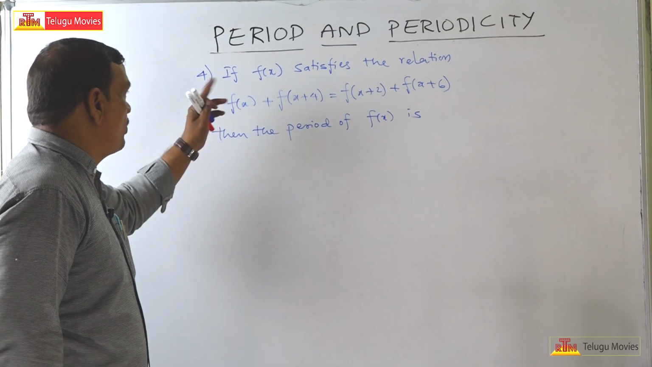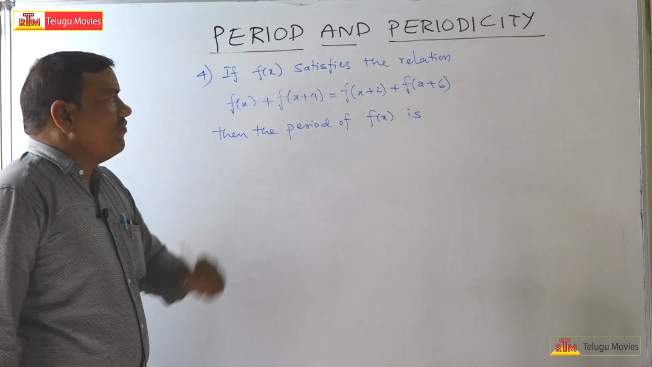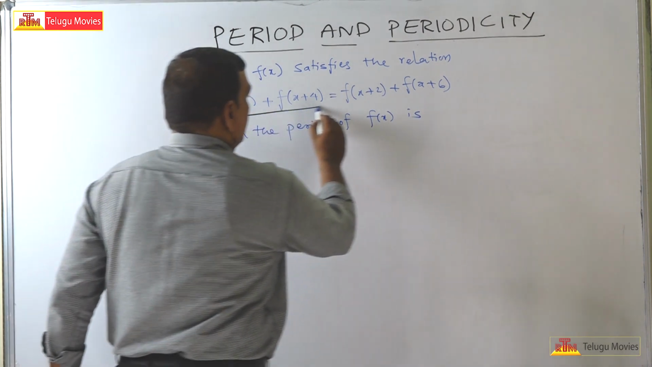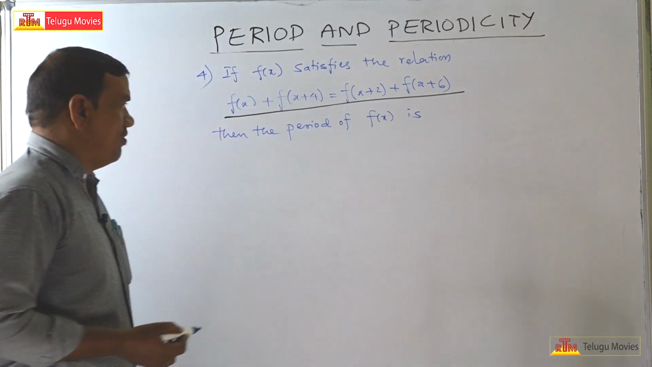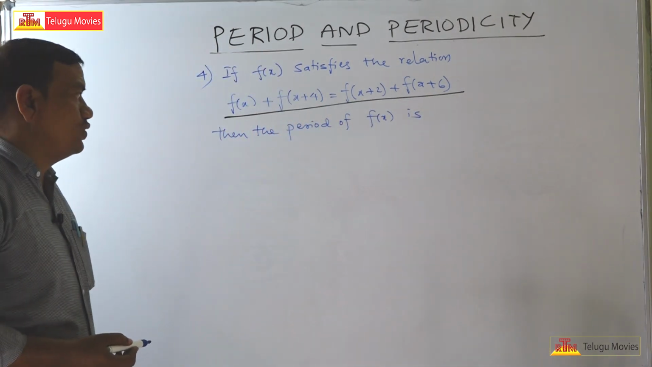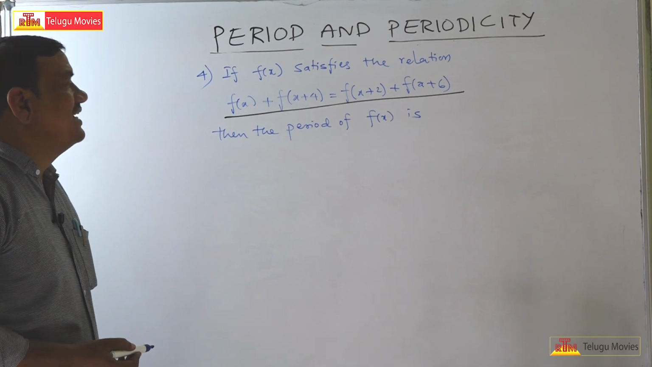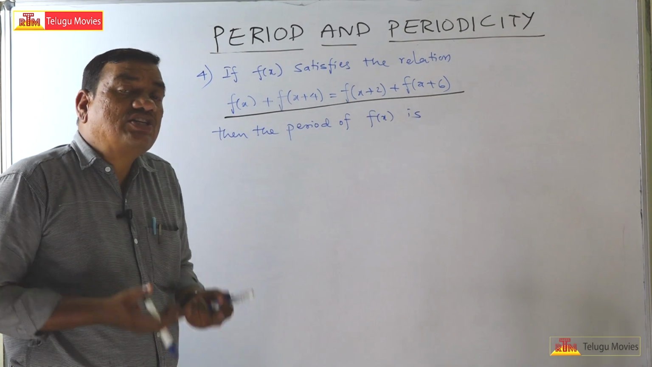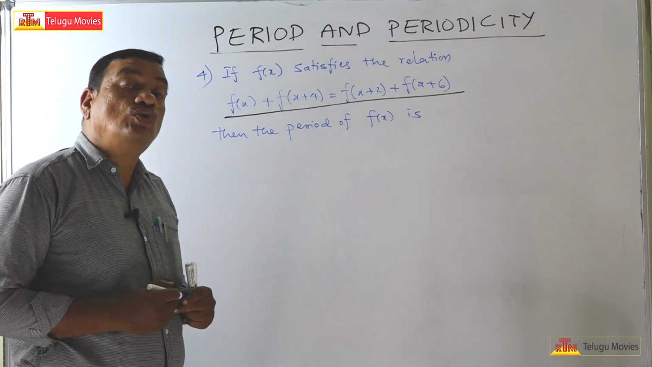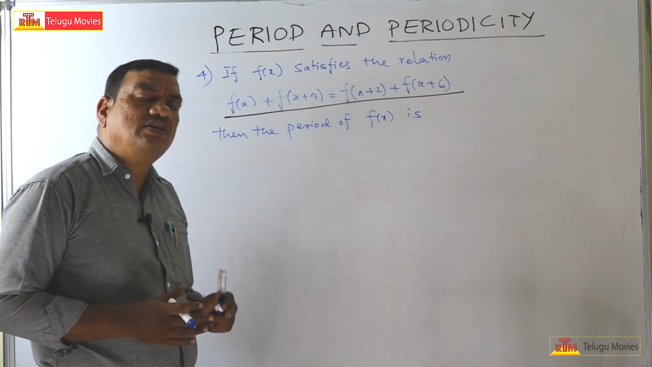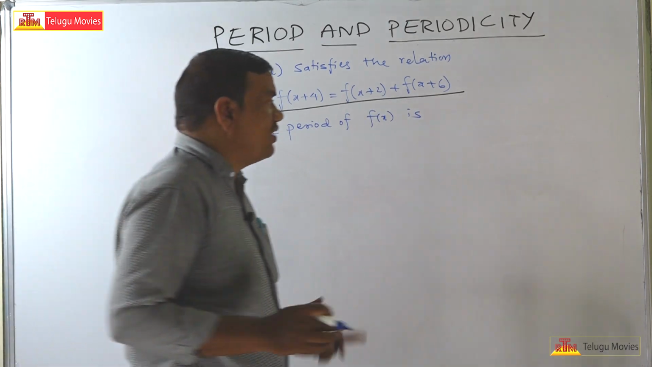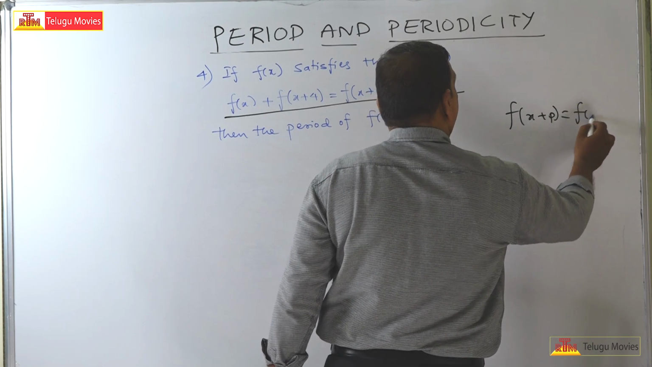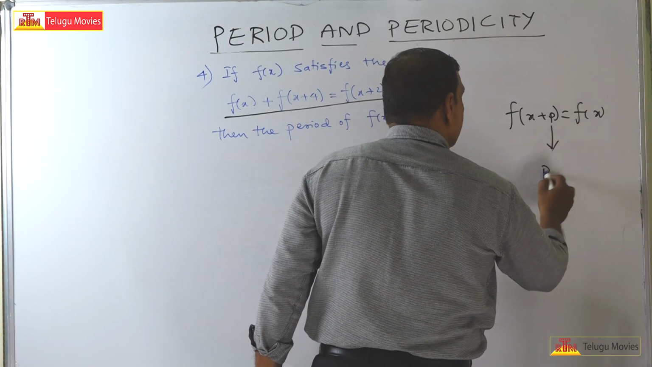Welcome to the next problem. If f of x satisfies the relation f of x plus 4 is equal to f of x plus 2 plus f of x plus 6, then find the period of f of x. If this type of functional equation is given, how do we do the problem? Here you have to think in a logical way. We have to get f of x plus p is equal to f of x. This p is the period.